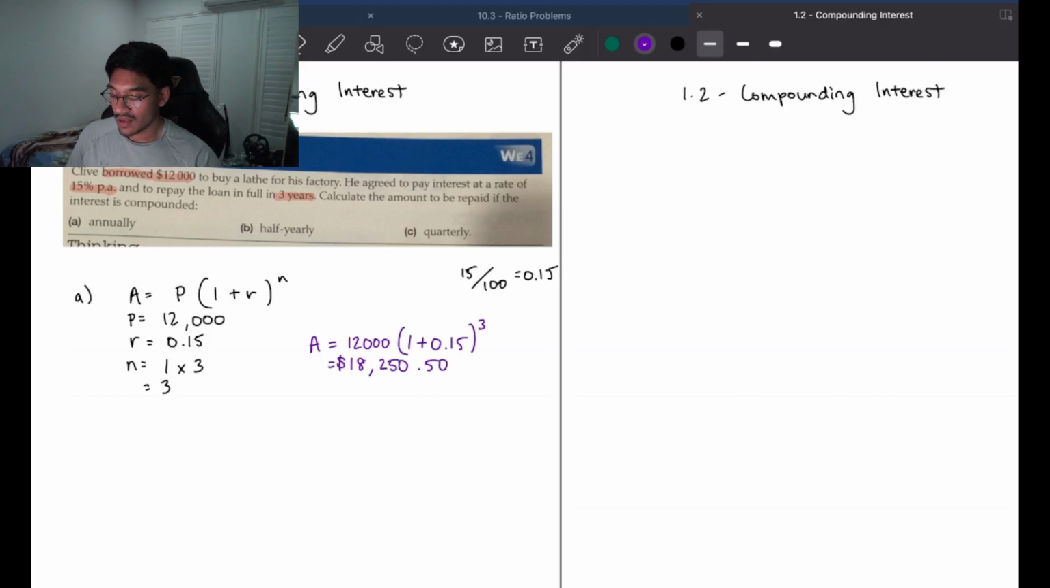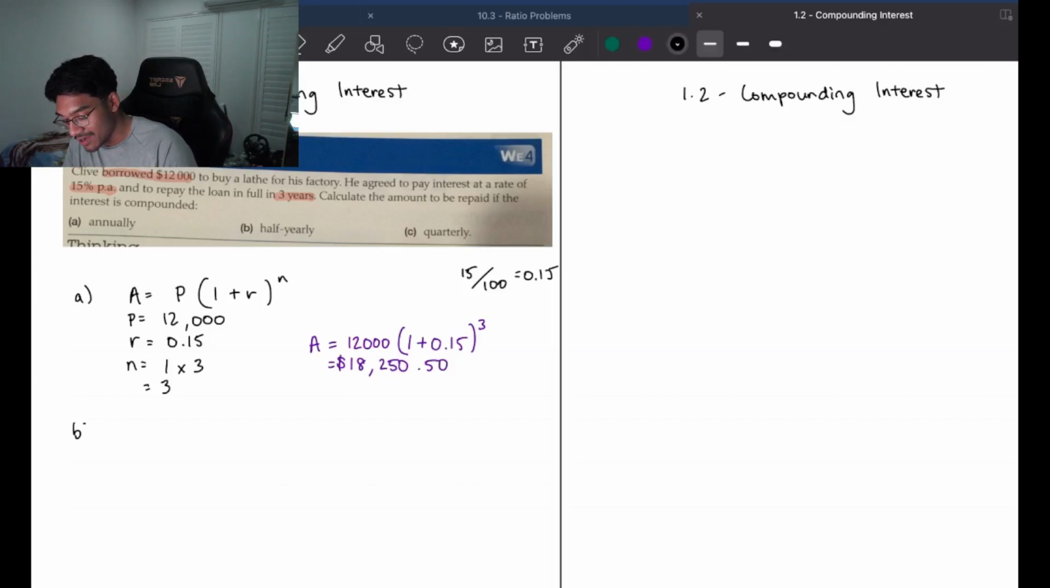So what this means is that if Clive takes this loan and his loan compounds annually for a course of 3 years, he's paying $18,250.50. It's compounded yearly, so once per year, and he's got it for 3 years, so it's compounded 3 times. So that's how he got that formula. Let's go ahead and do question B.